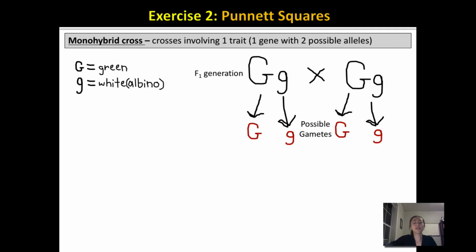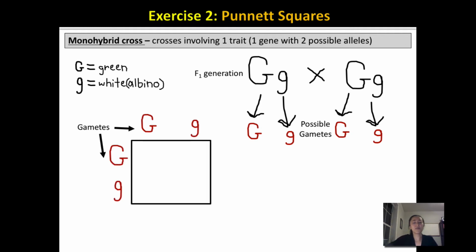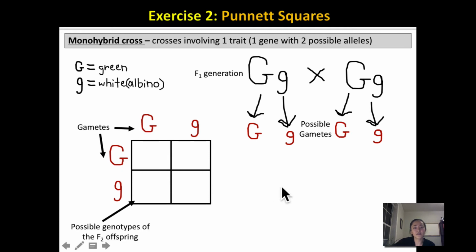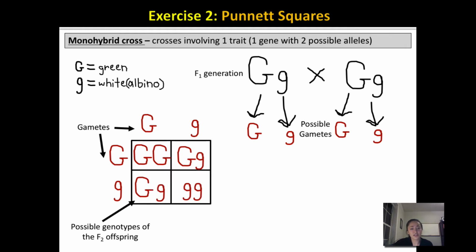So when you make your Punnett square, all you do is write the possible gametes for one parent across the top and the possible gametes for the other parent down the side. So we get big G, little g, big G, little g. Then you make a little row and column for each gamete, and then you just bring these together inside your box. And we would get big G, big G, big G, little g, big G, little g, and little g, little g.